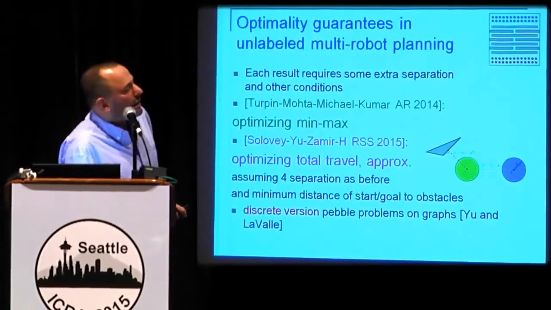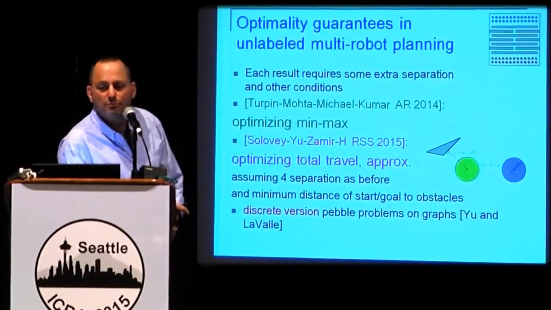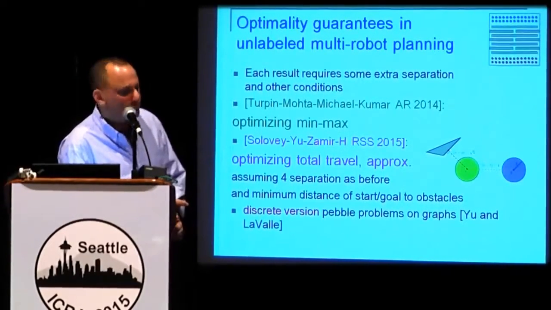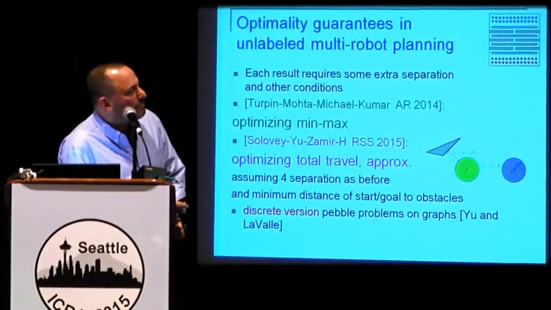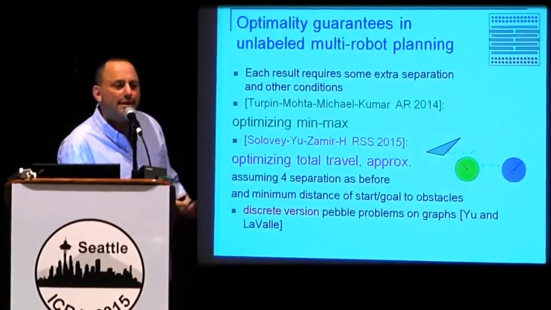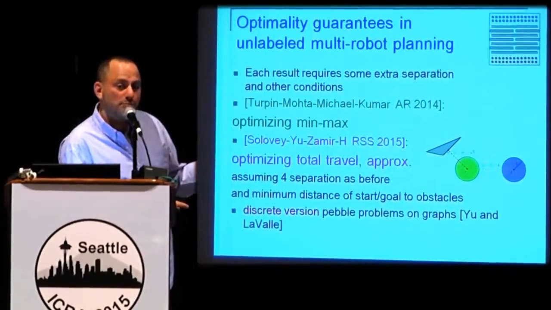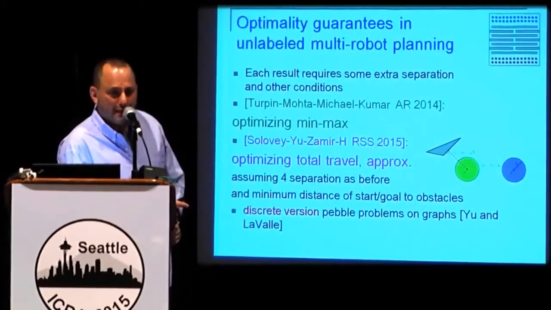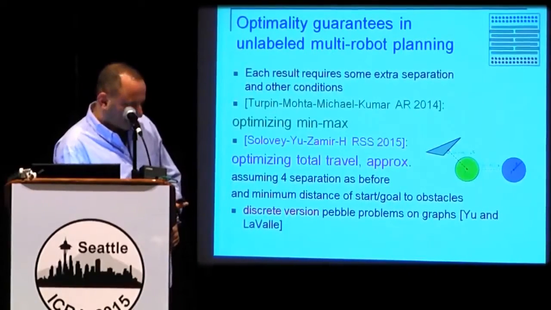One by Turpin et al. They optimize the length of the maximum path by any robot in this problem. We gave an alternative optimization. We approximate the total travel time. Each of these results makes slightly different assumptions. You should distinguish between these problems and the analogous problems on graphs. There is a big literature, but I'm referring to configuration spaces with volume.